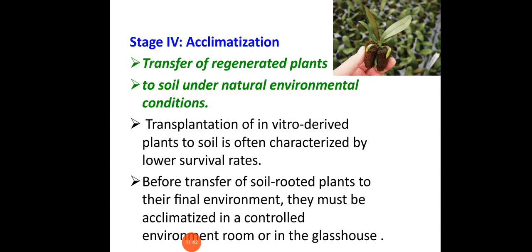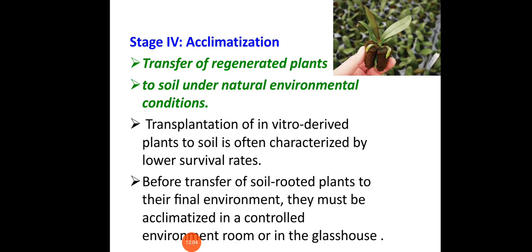Acclimatization, so it is dipped into the soil. Whenever the laboratory stage is completed, it is planted outside into the environment. In acclimatization, regenerated plants are transferred to soil under natural environmental conditions.